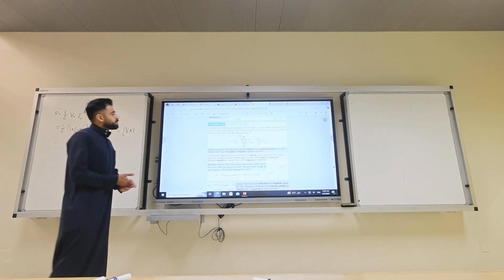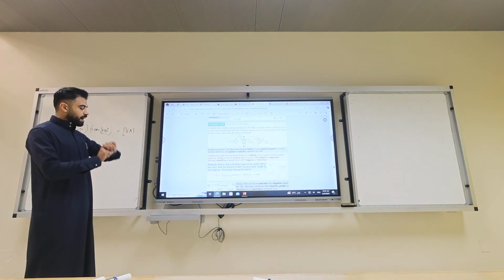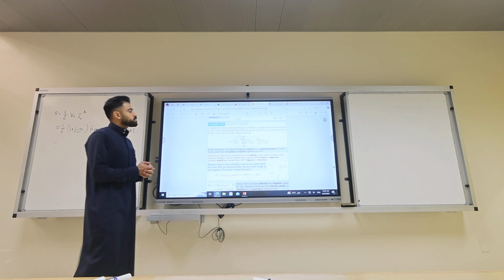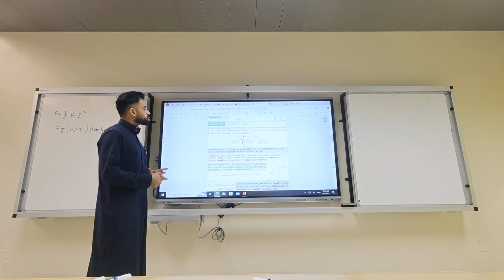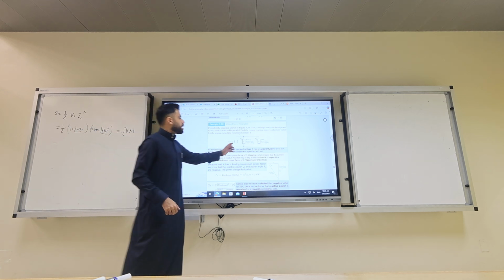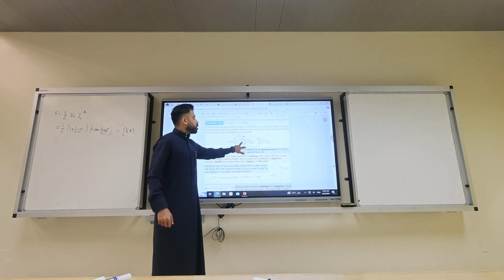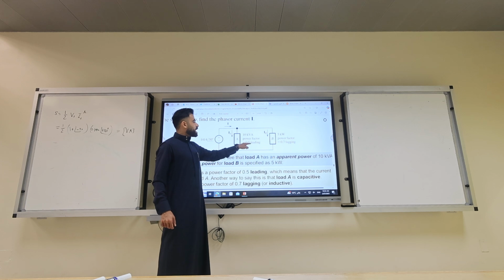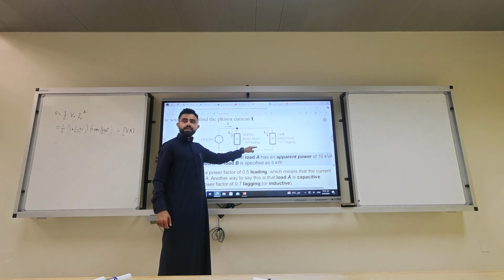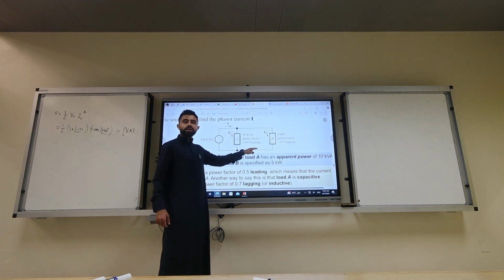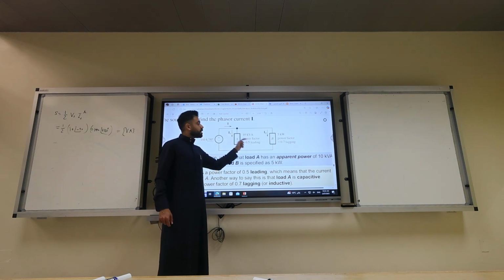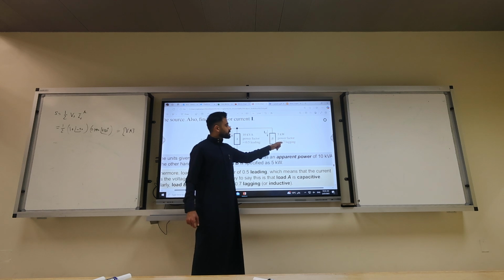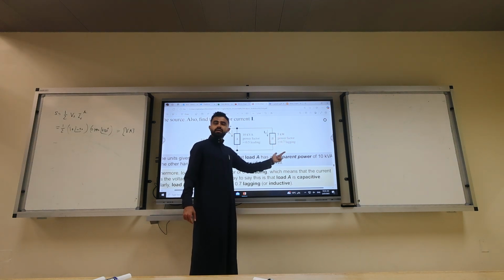The other problem is, consider the circuit shown in figure 5.29. A voltage source delivers power to two loads connected in parallel. So we have load A, load B. Now, from the wording, for A the power factor is leading. We know, because the power factor is leading, the word lead means this is a capacitor. For B, the power factor is lagging, so this implies that this load is an inductor.